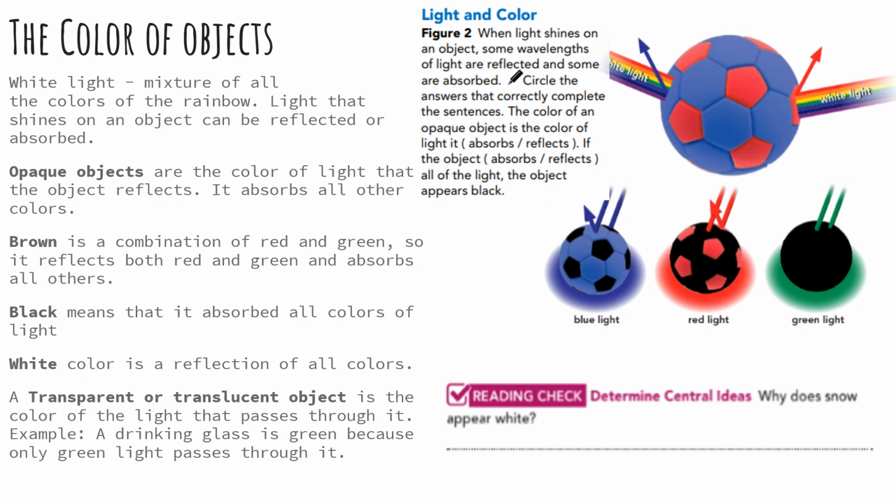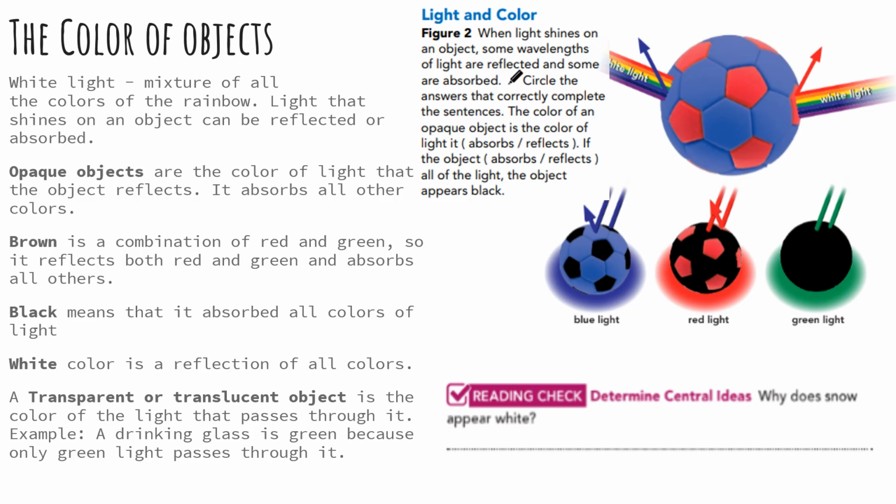The color of objects. White light is a mixture of all the colors of the rainbow. Light that shines on an object can be reflected or absorbed. Opaque objects are the color of the light that the object reflects. It absorbs all other colors. Brown is a combination of red and green, so it reflects both red and green and absorbs all the others. Black means that it absorbed all colors of light. White means that it is a reflection of all colors.